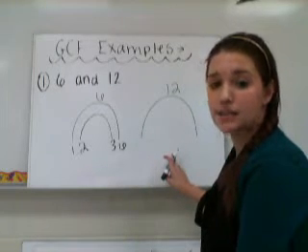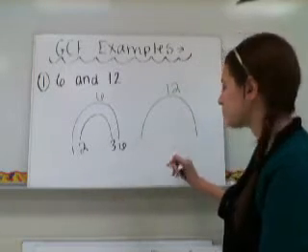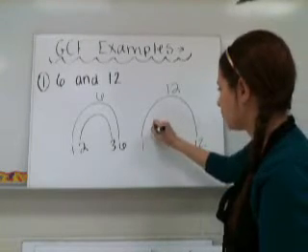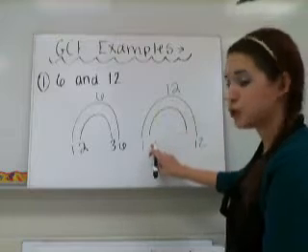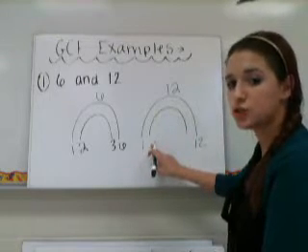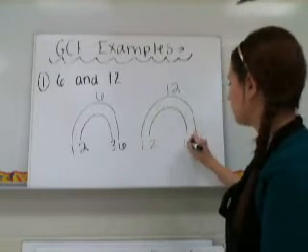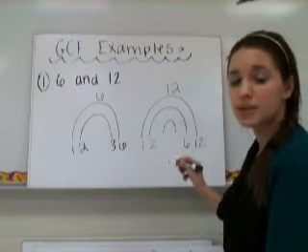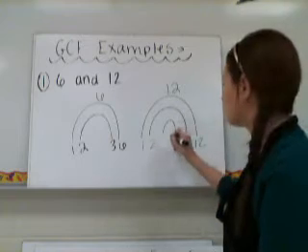Let's look at the next number, which is 12. I always start with 1. 1 times 12 gives me 12. Can 2 go into 12? Yes, it can. 2 times 6 is 12. Can 3 go into 12? Yes, 3 times 4 gives me 12.